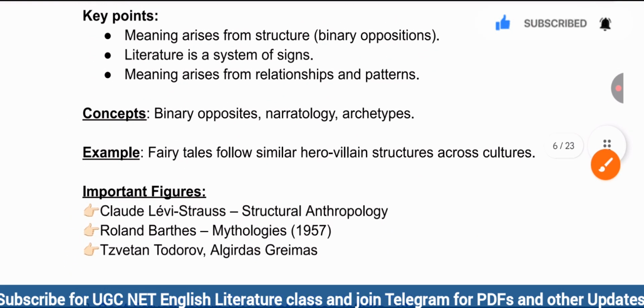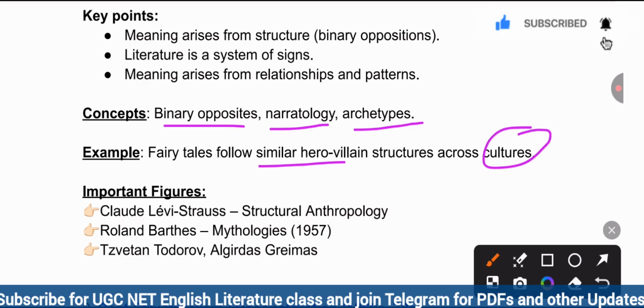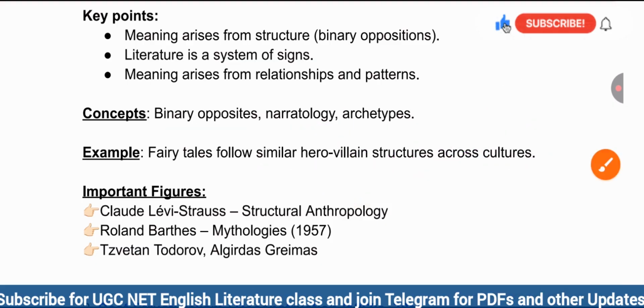Concepts you will find in structuralism: binary oppositions, narratology, archetypes. As an example, you can understand that fairy tales follow similar hero-villain structures across cultures. If we see the Barbie movie, Cinderella, or any other fairy tales, there is a pattern followed by all the writers, whether in a movie or in writing. They mention a hero who came and saved the heroine. So it is a structure that they follow.